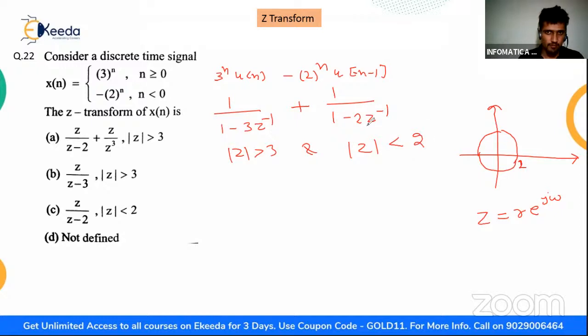And since there is no intersection of these two, mod z greater than 3 will be somewhere outer to this circle of radius 3. And for this, the ROC will be inner to the circle of radius 2. So there is no intersection. So the Z transform is not defined. They must have a common ROC. So the answer is D.